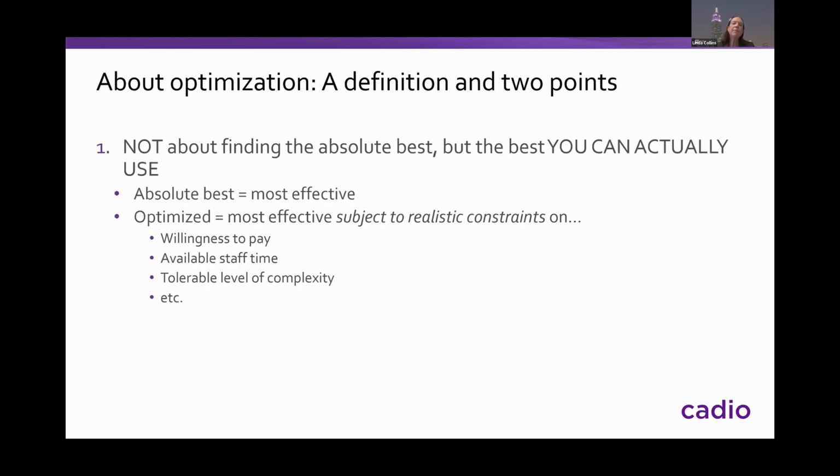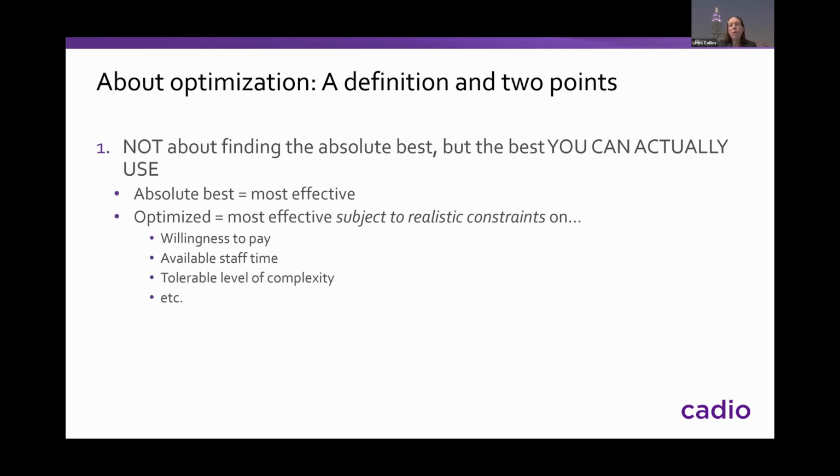Here's the first point. Optimization is not about finding the absolute best, which makes our use of the term optimization a little different from how the word optimal is used in colloquial conversation. So it's not about finding the absolute best. It's about the best you can actually use. So this is an engineering definition of optimization. Optimization is about balancing things.